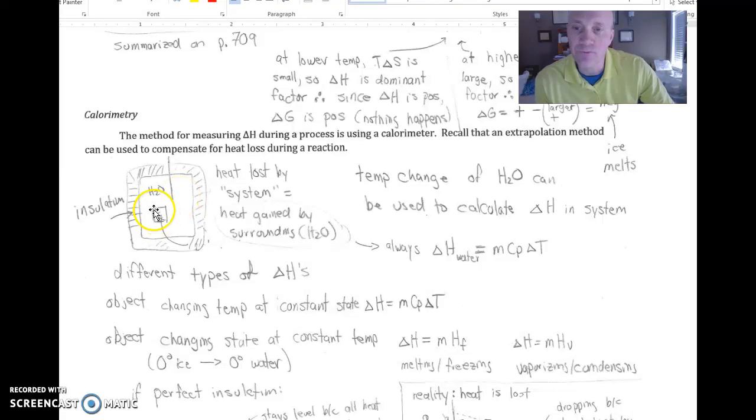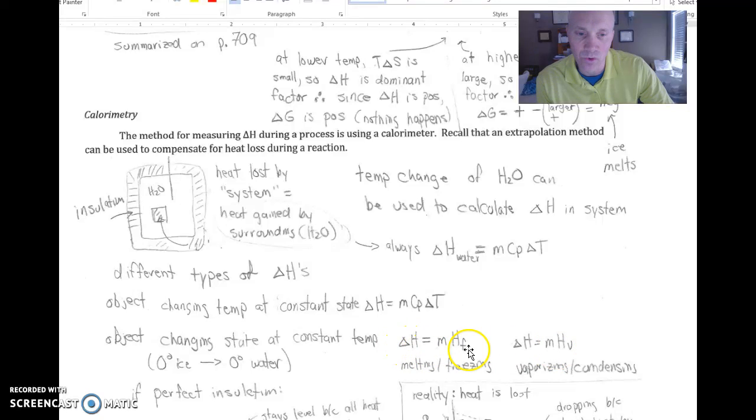All right, if we put that 0 degree piece of ice in there, what's going to happen is that 0 degree ice is going to eventually turn into 0 degree water. That's going to involve heat going from the water into the piece of ice.